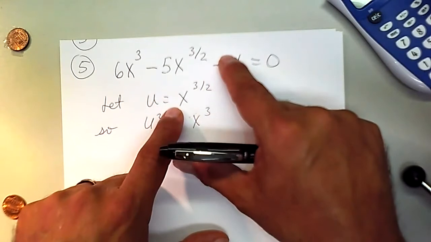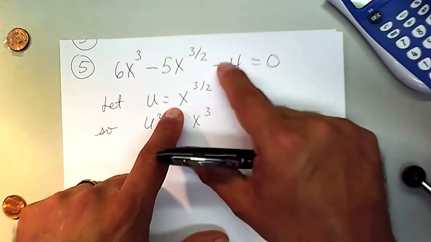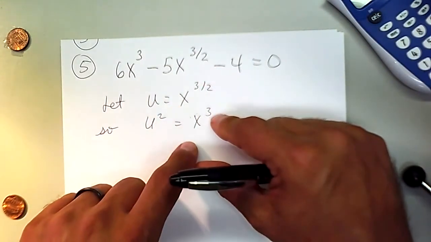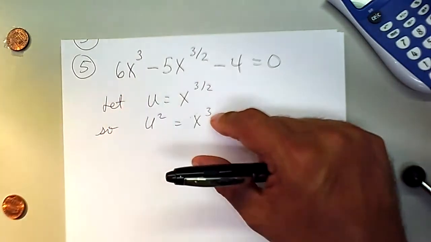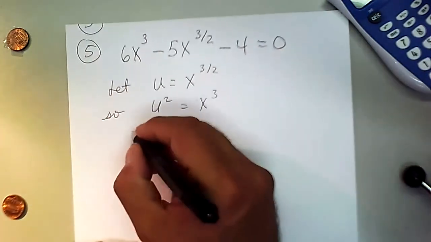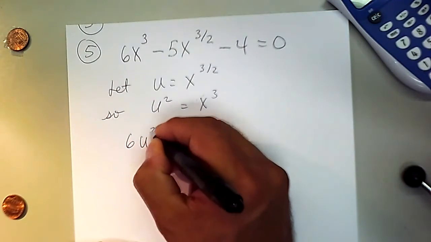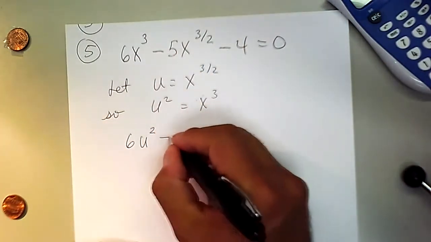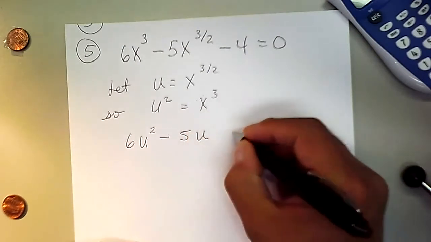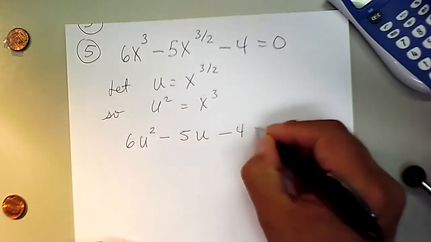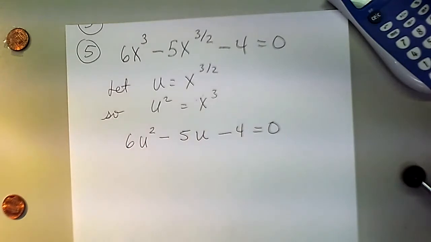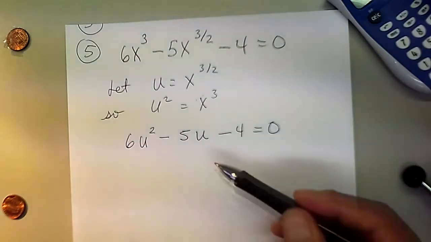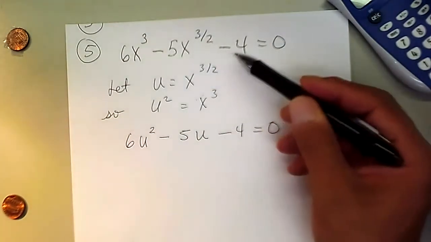So that means we're going to have a 2 multiplying with the 3 halves. The 2 times 3 halves is 3, which matches that. So our equation becomes 6u squared minus 5u minus 4 equal to 0. That's weird because the 3 became a 2. Okay, and now we're going to solve this second equation, which is not the original equation.